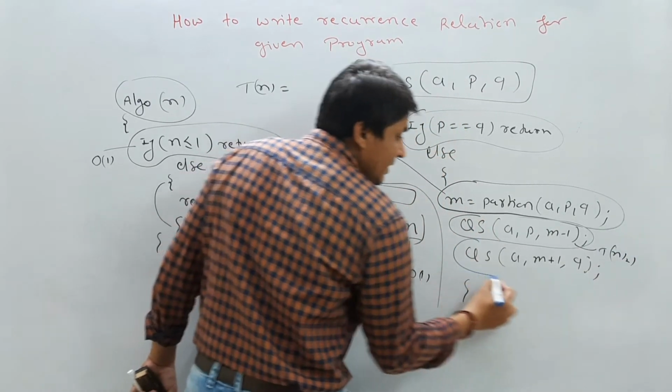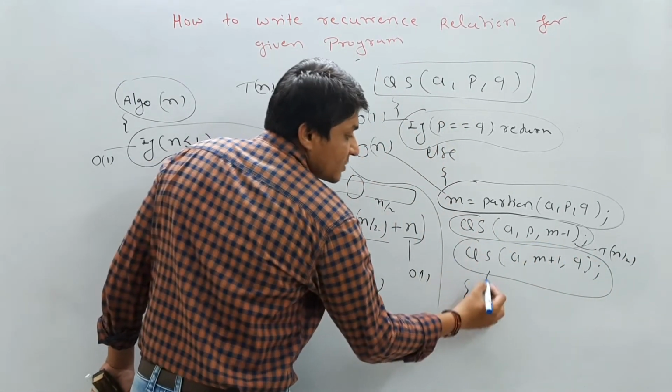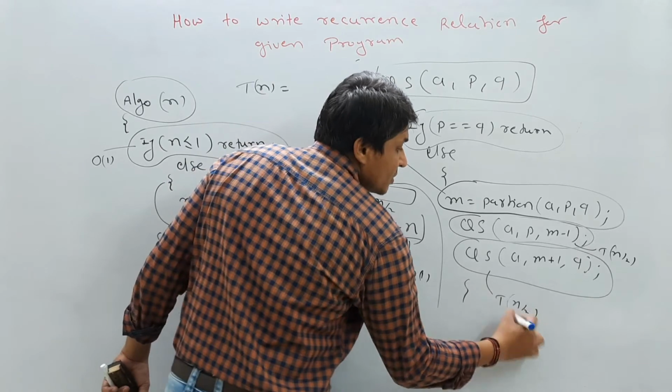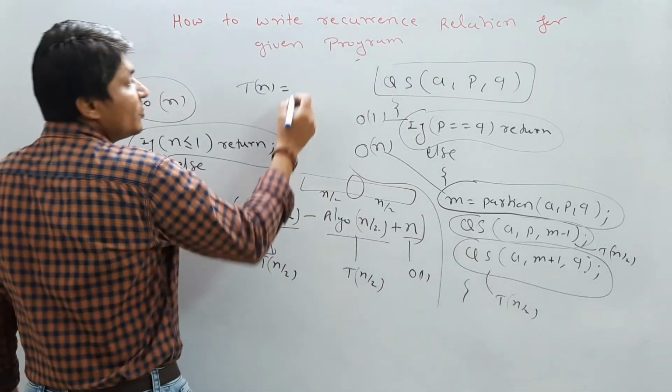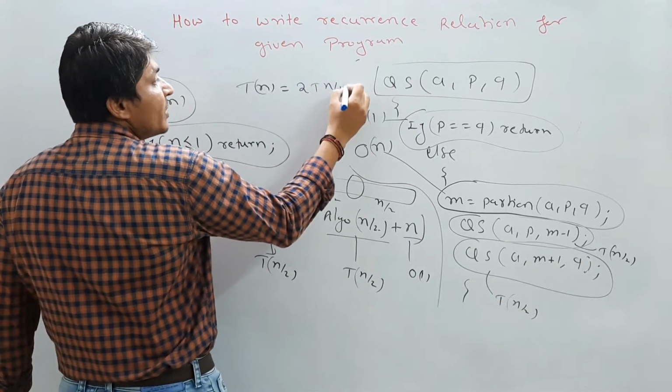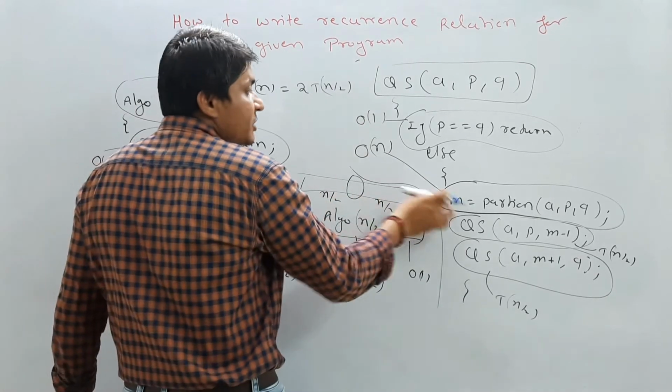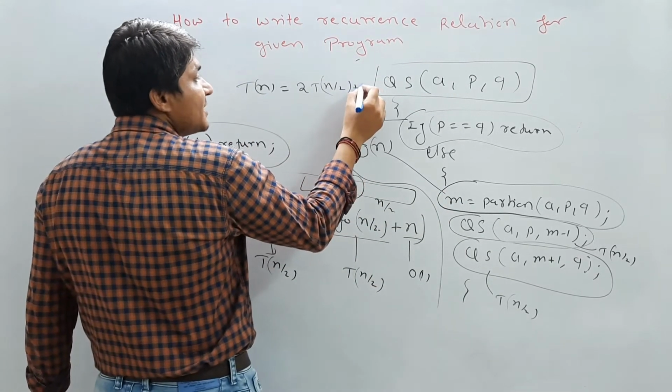And after solving this, you are going to solve this also, so it will take T of n by 2. So T of n by 2 plus T of n by 2 is going to be 2T of n by 2, plus the partition algorithm time. That is the reason I am adding n.